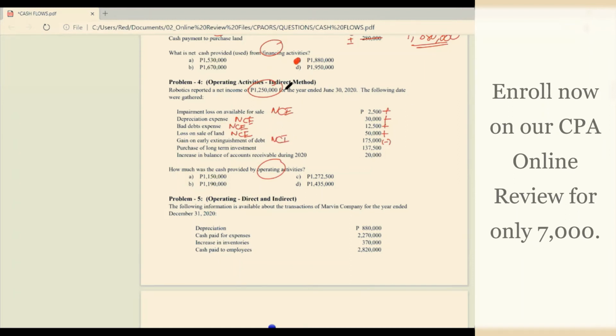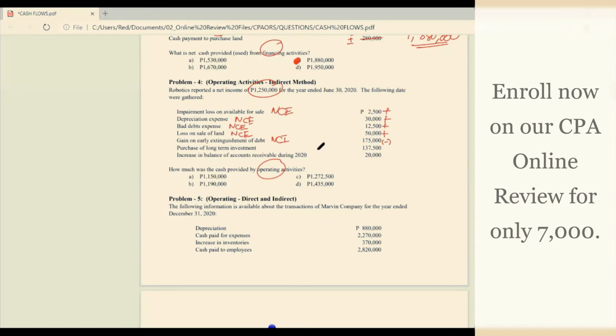Okay? So net income plus non-cash expenses less non-cash income. So minus mo si 175. Next, purchase of long-term investment. So ang purchase mo naman ng long-term investment, wala yan. Kasi it's only a purchase. Wala ka namang ni-record na expense or income dyan.